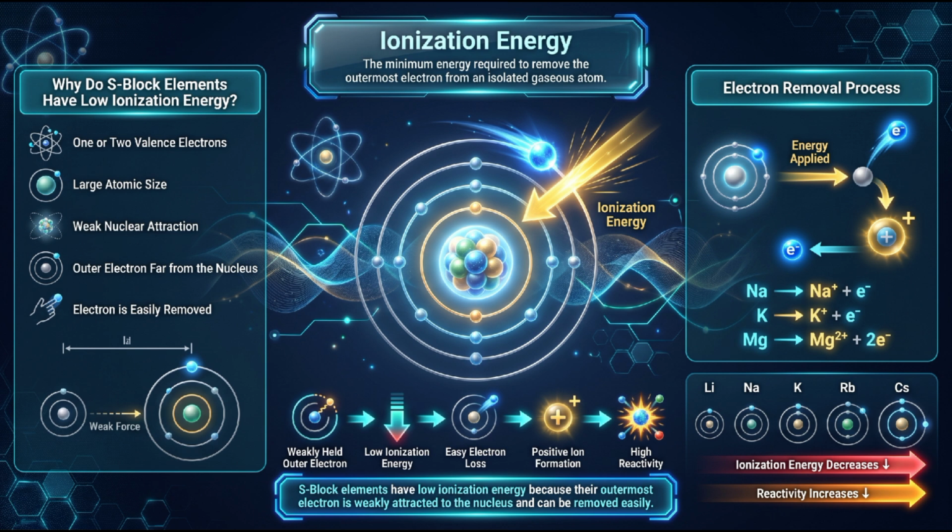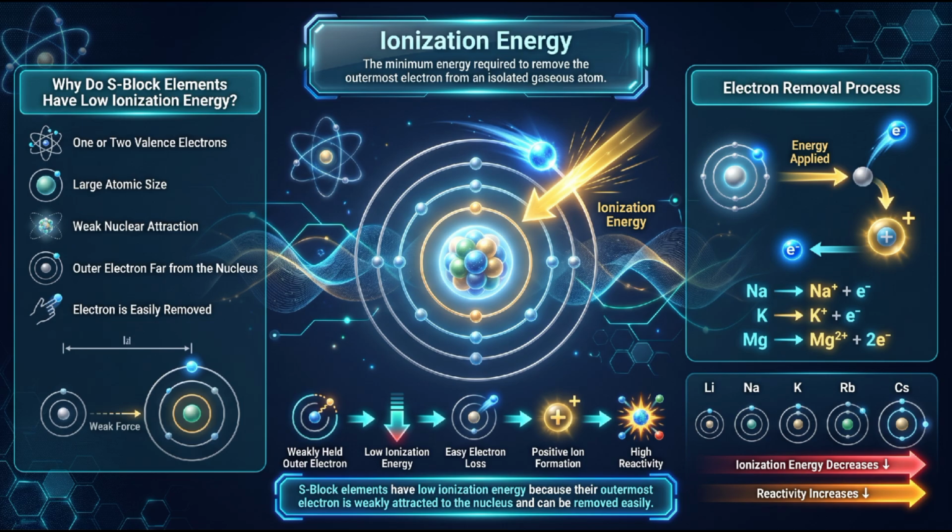The image also explains that the outer electron is far from the nucleus. This greater distance further weakens the electrostatic attraction between the nucleus and the valence electron. Because the electron is only weakly held, it can be removed with relatively little energy. For these reasons, the outermost electron of an S-block element is easily removed. The image summarizes this idea by showing that a weakly held outer electron leads directly to low ionization energy.